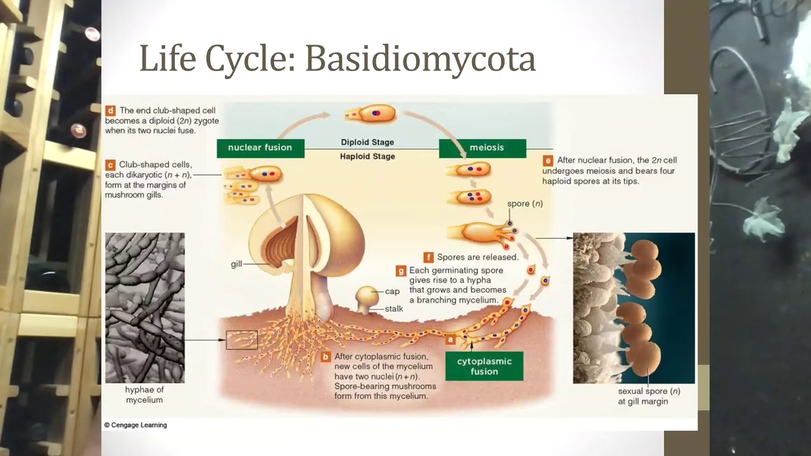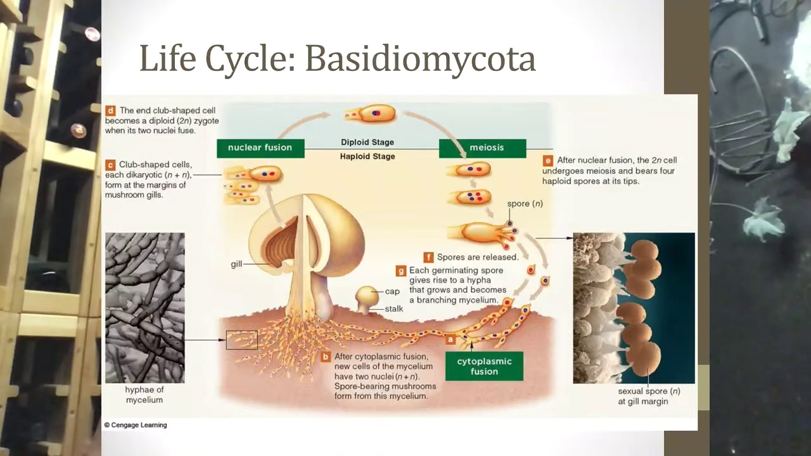As they're developing, there's a portion where the dikaryotic cells merge, forming a diploid stage, but then those divide by meiosis. So again, we're going to go right back to haploid, and that's where we're creating more and more of the spores. Okay, and that's how we can create a lot of spores.